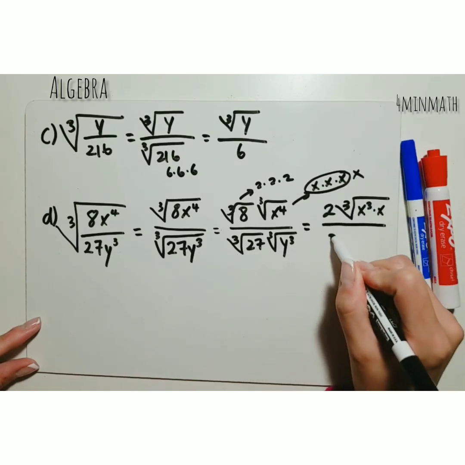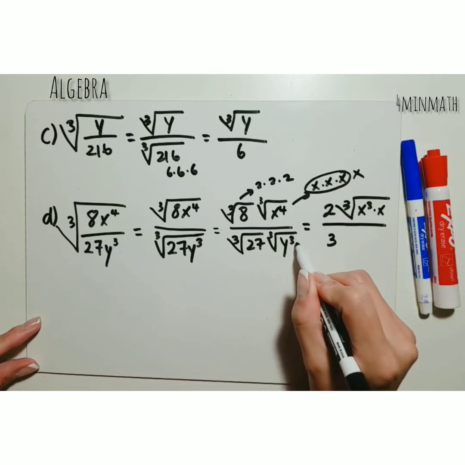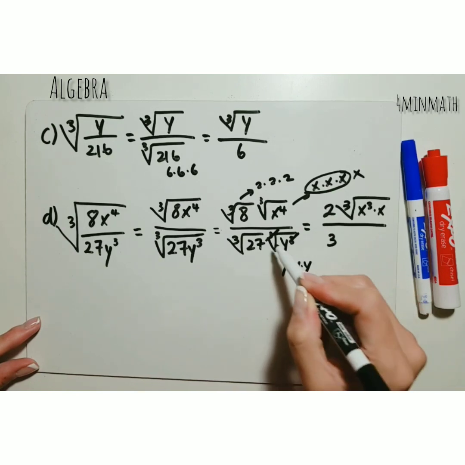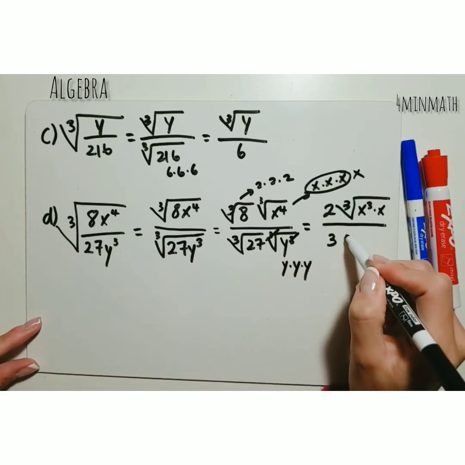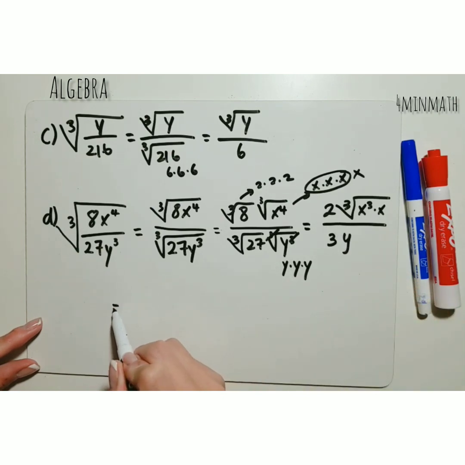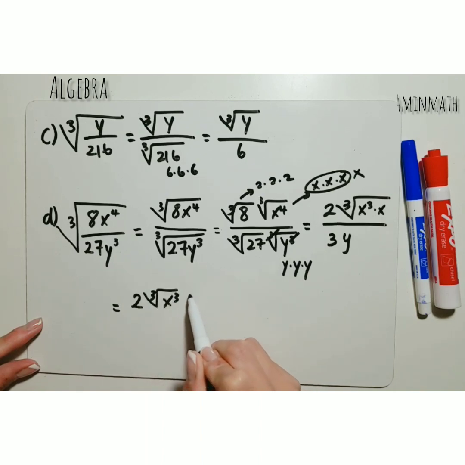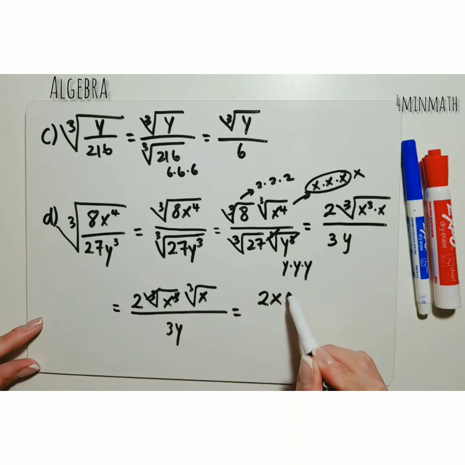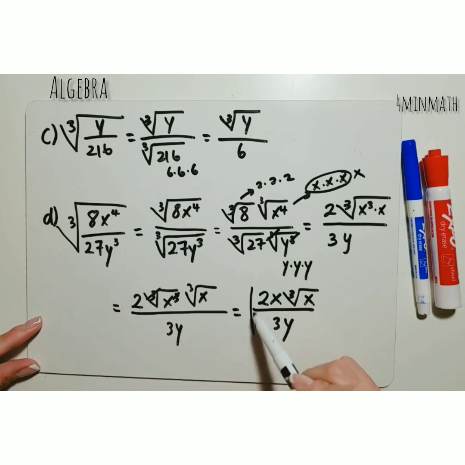Here, cube root of 27 is a 3. Cube root of y cubed, these two cancel each other out because y times y times y, the cube root of y cubed is y. So here I'm going to do a little bit more over here. 2 times x, cube root of x stays, and then we have 3y on the bottom. This also cancels each other out, so we have 2x cube root of x over 3y as our final answer.